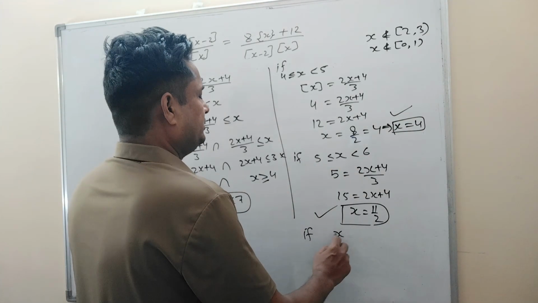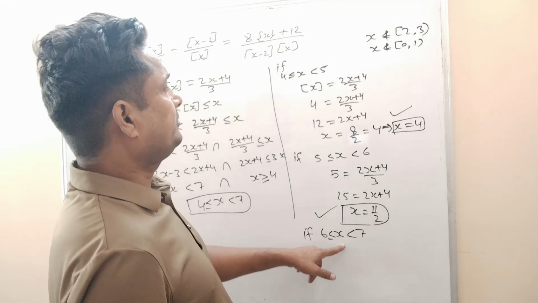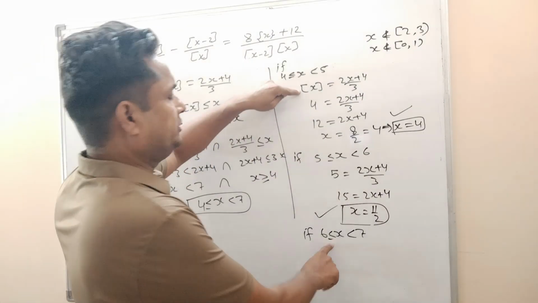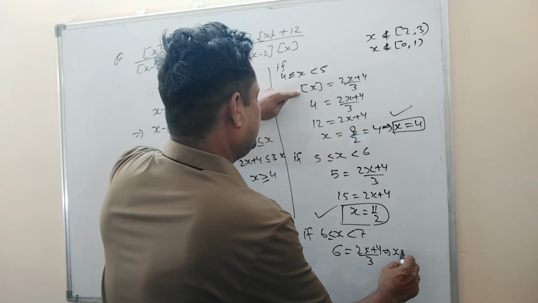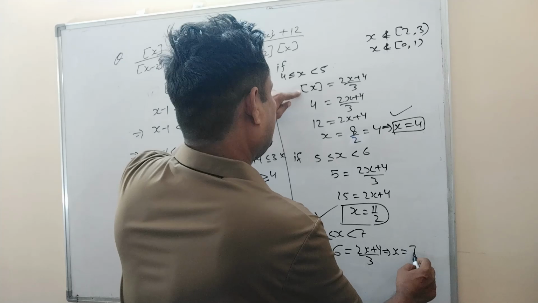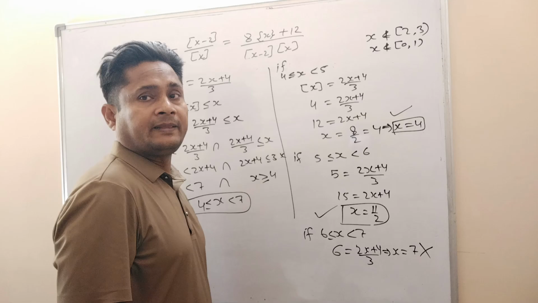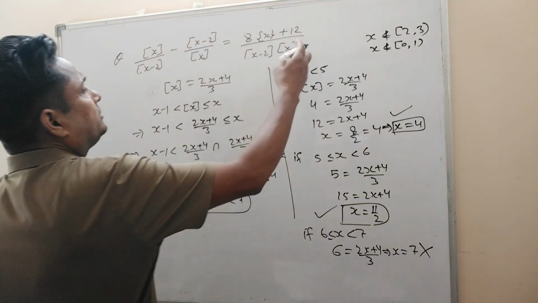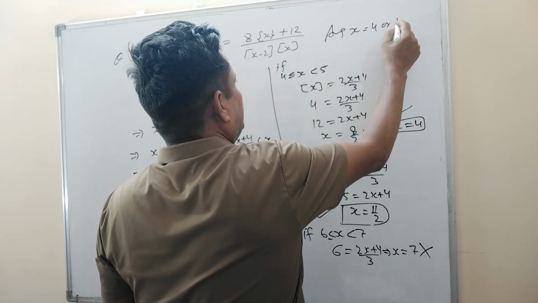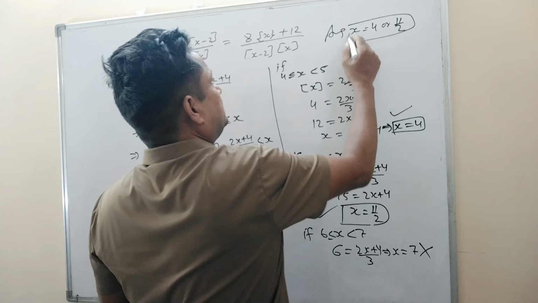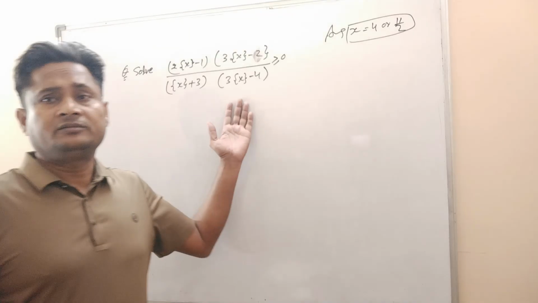Next, if x lies between 6 to 7, then the greatest integer will give you 6. So 6 is equal to 2x plus 4 by 3. So from here x is equal to 7, and 7 does not lie in this interval. So this is not our solution. So the final solutions are x is equal to 4 or 11 by 2. This is our final solution of this one. Now let's solve this question.